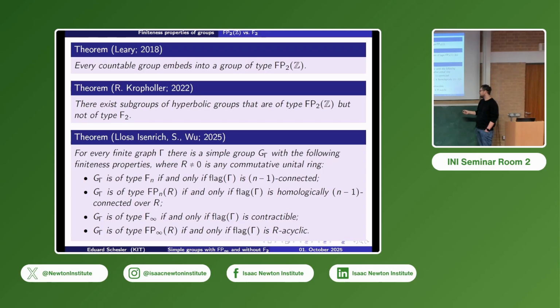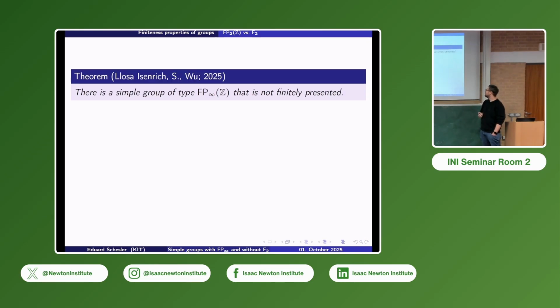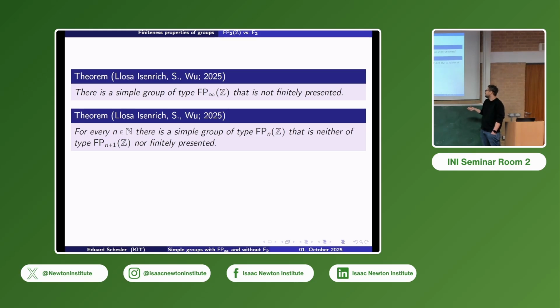And unfortunately, I cannot tell you this as a feature, since our group will have torsion. Also virtually it will have torsion. Okay. And the applications are the same. So once we have groups associated to graphs and finiteness properties are determined by connectivity properties of the flag complex, we deduce in the same way as Stallings-Bieri that there exist simple groups that are not finitely presented, but FP infinity over Z, and not finitely presented and separated by FP_n.